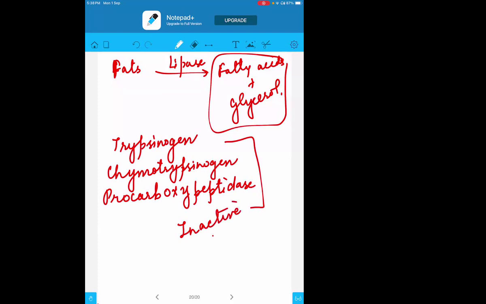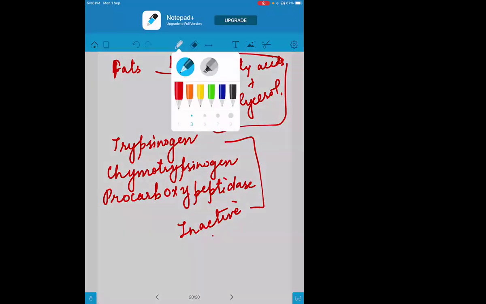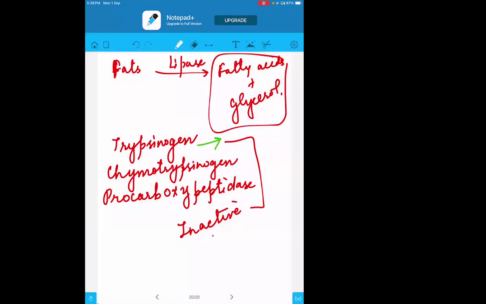We have to actually make them activate. So how will they get activated? They will get activated with the help of an enzyme. Now, there are certain enzymes which make them activate. Trypsinogen will get activated because of the enzyme called enterokinase. The chymotrypsinogen will get activated because of trypsin.